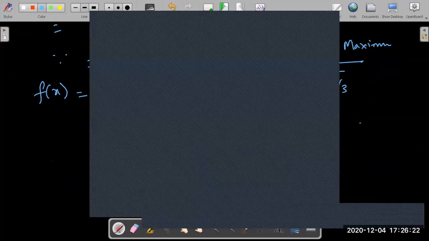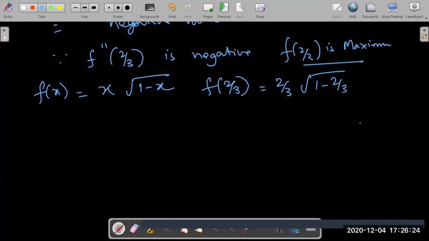So this is equal to 2 by 3 into square root of 1 divided by square root of 3, because like that you'll get 2 divided by 3 root 3. This is the maximum value.